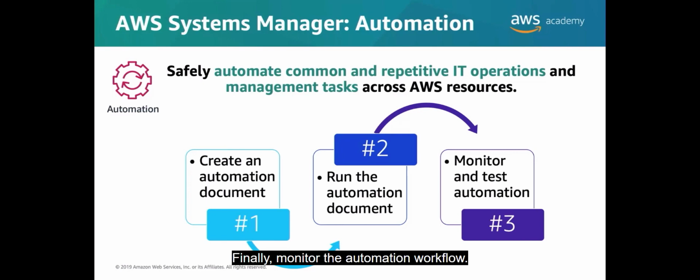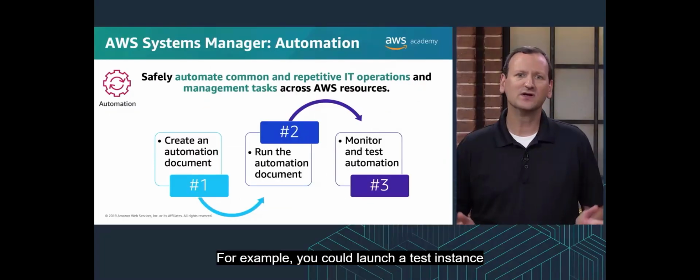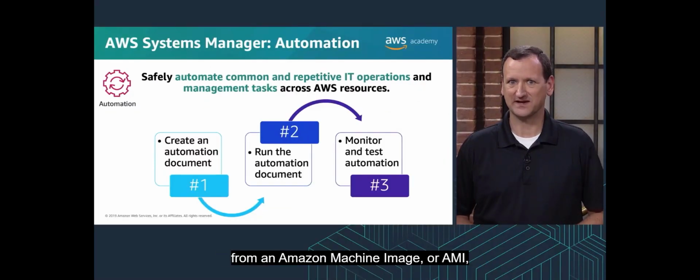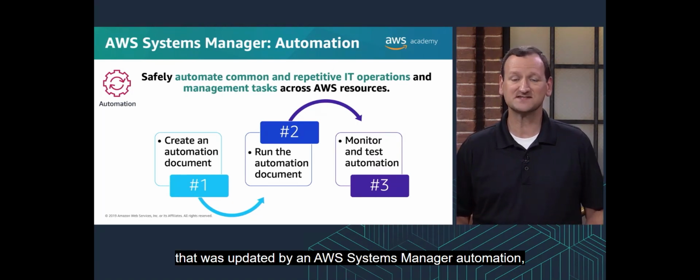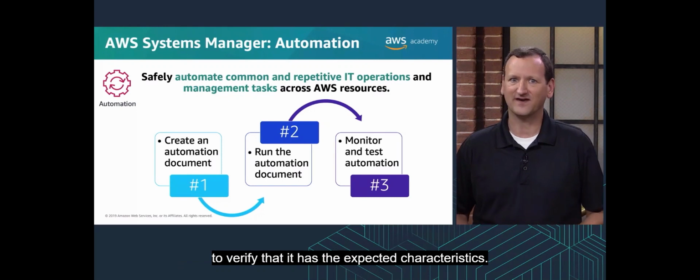Finally, monitor the automation workflow. After the automation finishes, confirm that the expected results were achieved. For example, you could launch a test instance from an Amazon Machine Image or AMI that was updated by an AWS Systems Manager automation to verify that it has the expected characteristics.